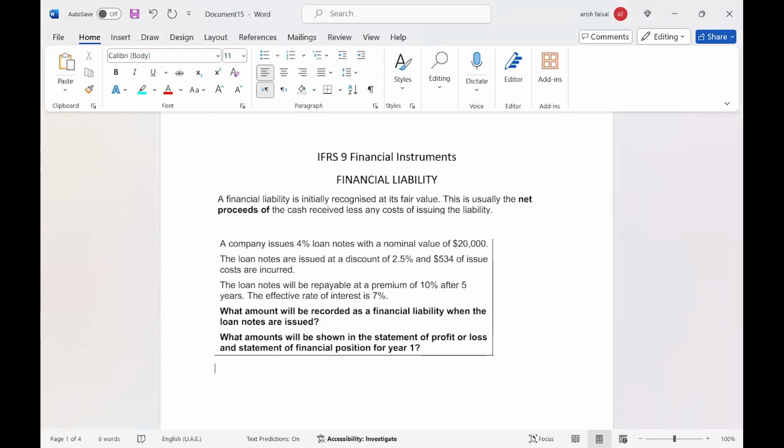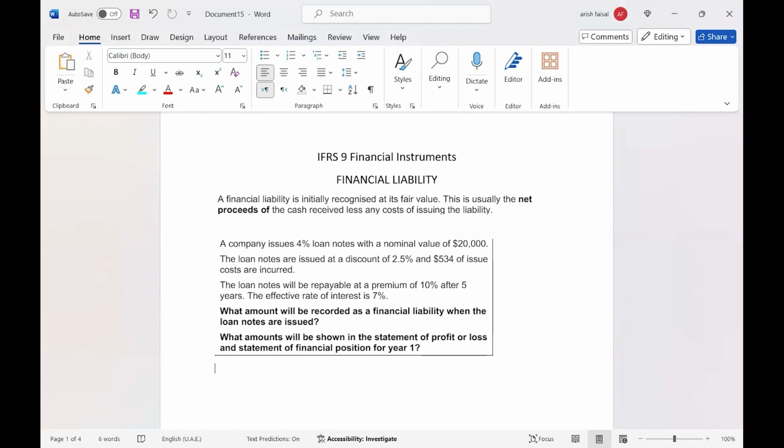it says a company issues 4% loan notes. So this basically means that the company is borrowing the money. If it says a company issues, it means that the company is taking a loan. Or if it says a company invests, then in that case, it becomes a financial asset for the company because they are providing the loan to the other company. So in this case, a company issues, which means that the company is taking a loan for 4% with a nominal value of $20,000.